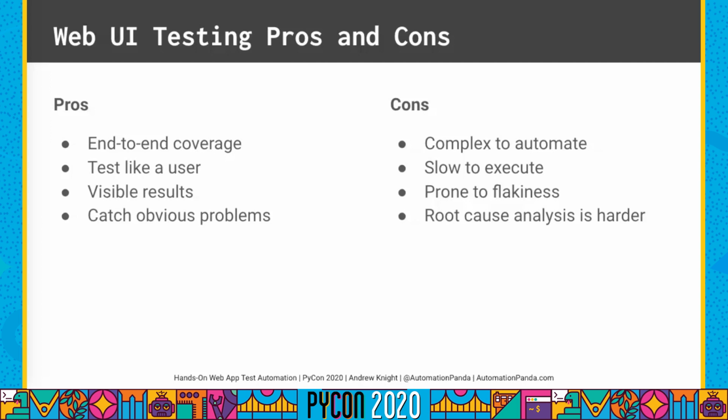However, that comes at a cost. Web UI tests are much more complex to automate than unit tests. As we said, they're slow to execute, which really matters when you get to the size of hundreds or thousands of web UI tests. They're also prone to flakiness because you have to handle race conditions with waiting for the page to load. And finally, root cause analysis is harder than with unit tests because you're up at much higher levels, and so you don't always know exactly where the problem is happening.